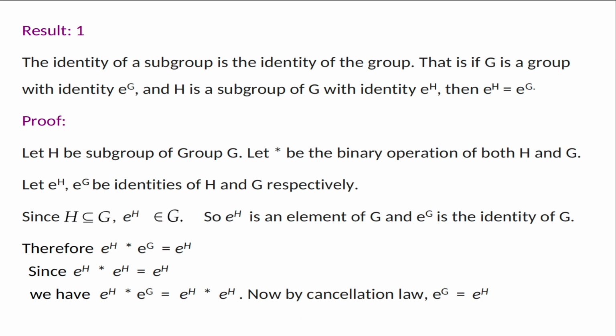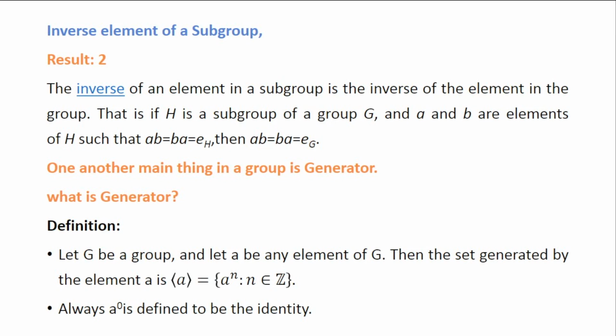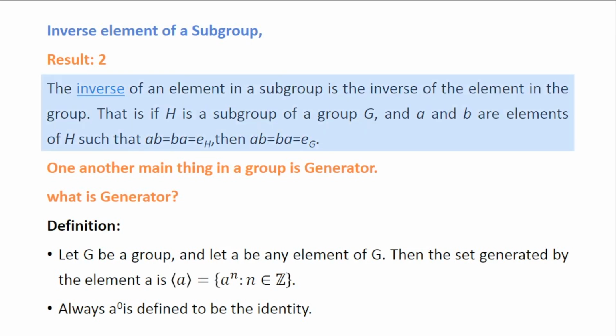Now, think about the inverse element of a subgroup. Now, we shall see the second result. The inverse of an element in a subgroup is the inverse of the element in the group. That is, if H is a subgroup of a group G and a and b are elements of H such that ab = ba = e_H, then ab = ba = e_G.